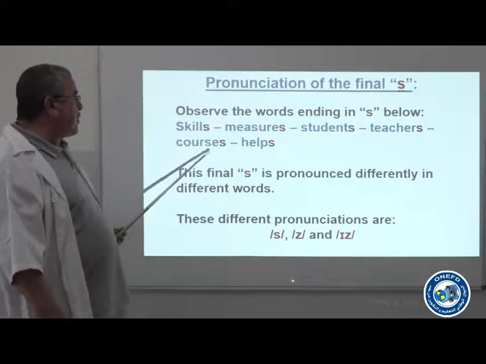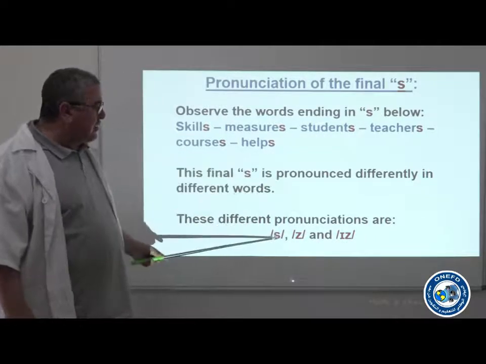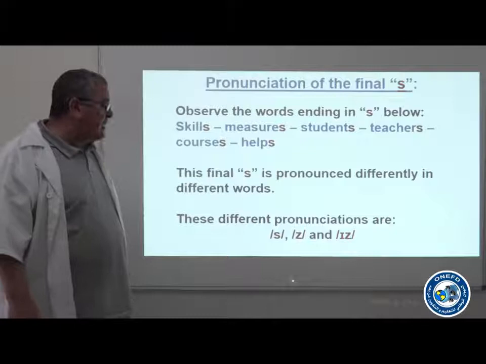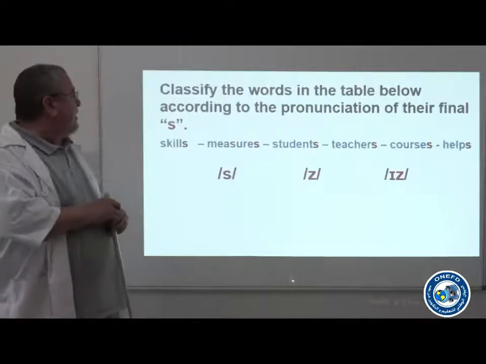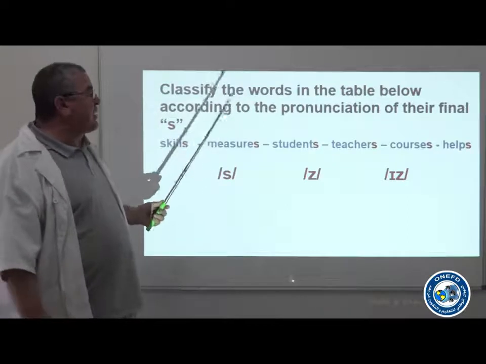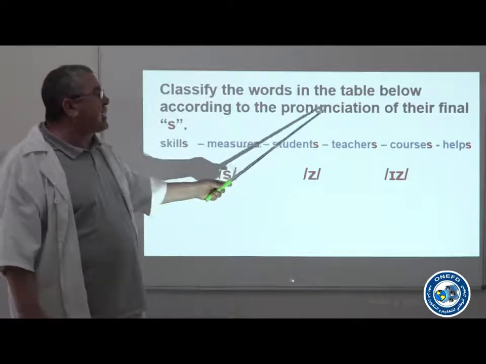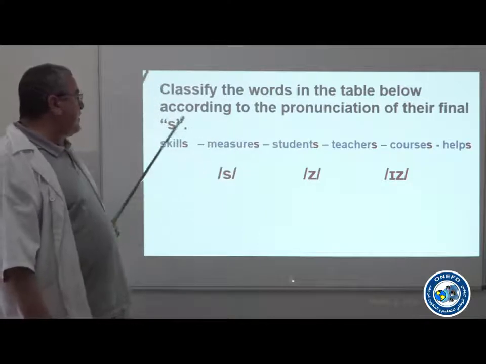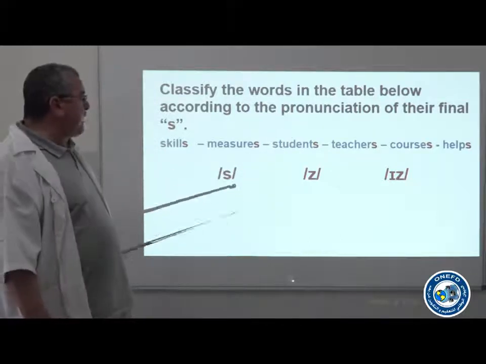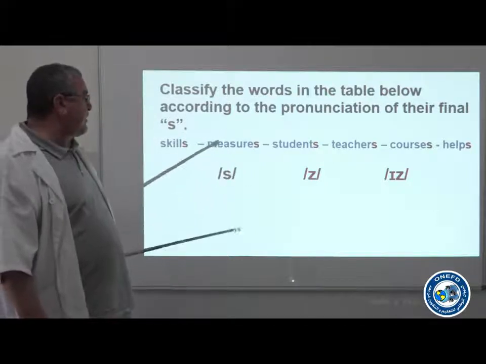Look here, I say courses, student, students, and measures. So let's see this in detail. I will ask you to classify the words in this table according to the pronunciation of their final S. Here are the words. Can you classify them according to the pronunciation of this final S?